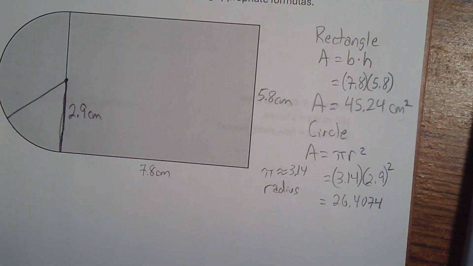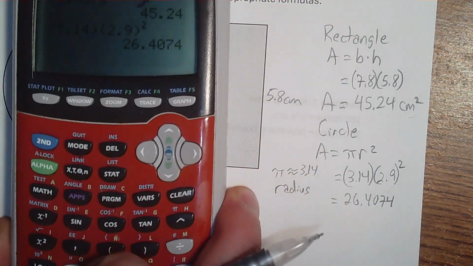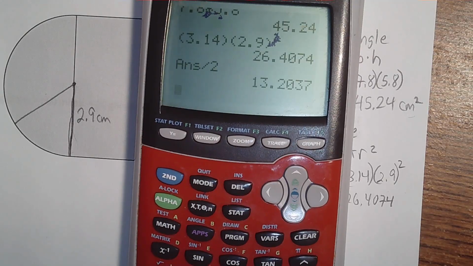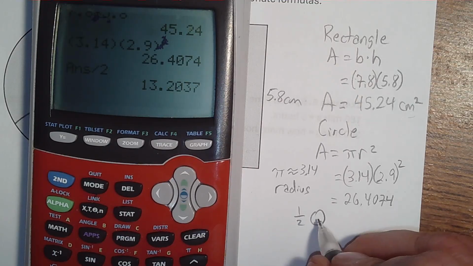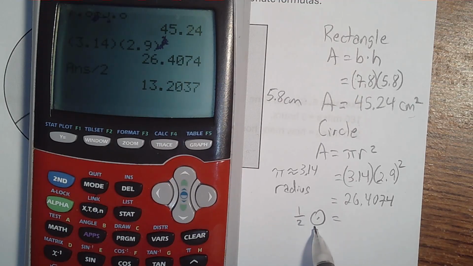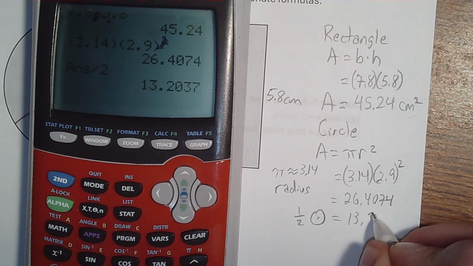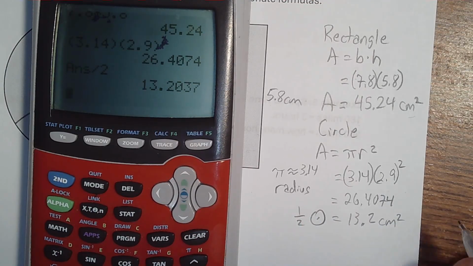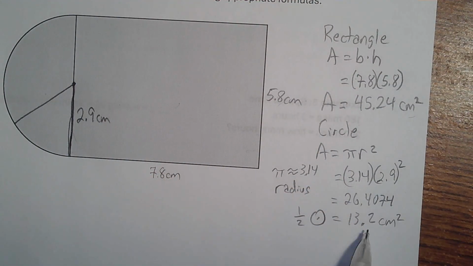Now remember, this is a full circle. We don't have a full circle. We have half a circle. So we're going to have to cut this answer in half. So to do that, we just divide by 2. 13. So half a circle, that's my circle. Put the dot in the center for the center, right? So this half a circle would be 13.2 and a bunch of other numbers, right? I'm going to just go 13.2 centimeters squared because our measurements were only one decimal place. So it makes sense that our final answers here should be 1 decimal place.